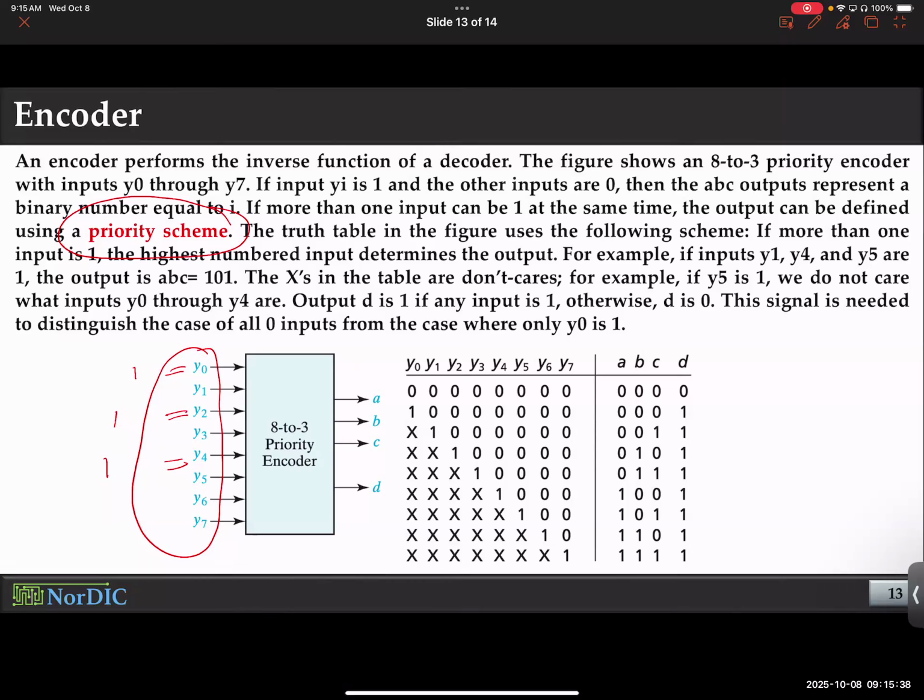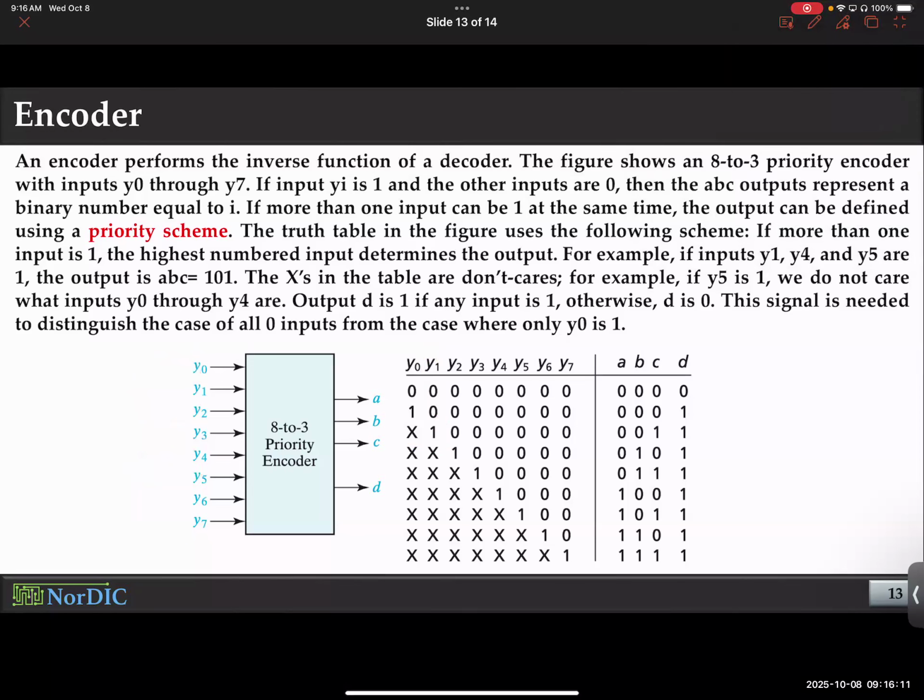It prioritizes the higher number. For example, if y4 is 1, you don't care that y0 was also 1, or y2 was also 1. You don't care about anything else. You just treat it as if y4 is 1 and everything else is 0. So whatever is the highest number that you get. Am I making sense? You see that from the truth table here as well. If y1 is 1, you don't care about what happened before it.